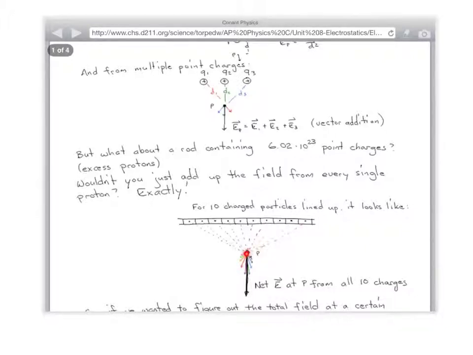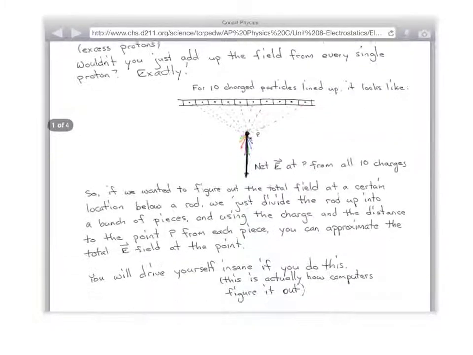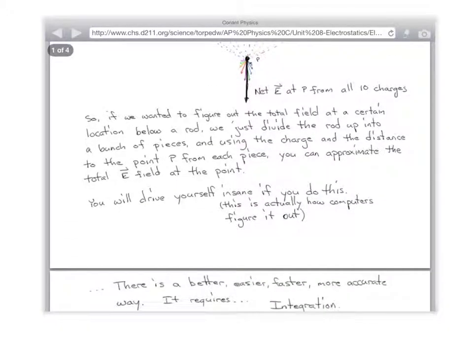Yeah, you could write a program for a computer to do it, but still, 10 to the 24th atoms is going to take a really long time. So instead of doing that, we're going to take advantage of the fact that, you know, calculus. You will drive yourself insane if you try to do it even for 10.